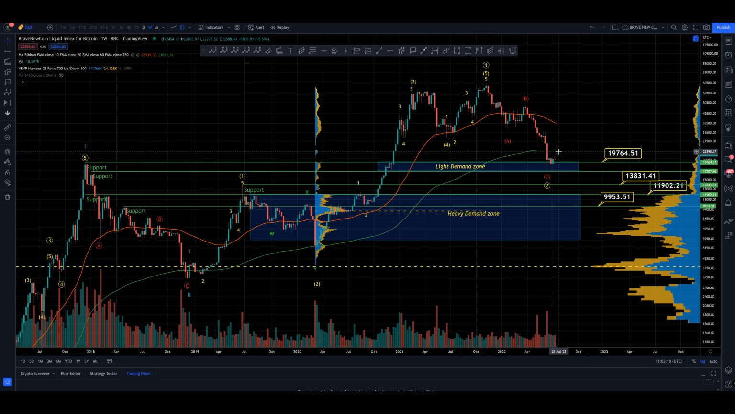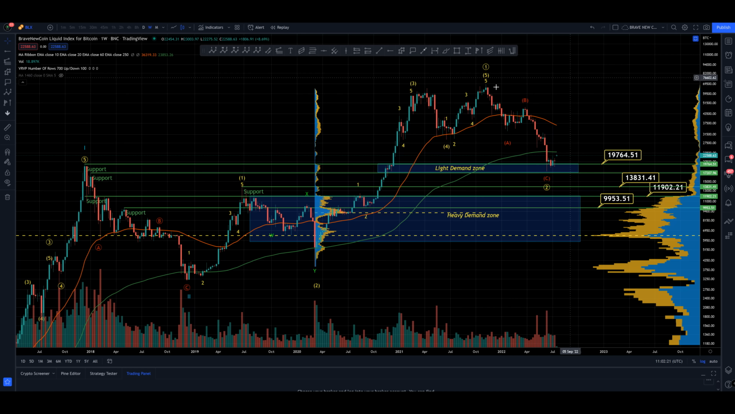I'm not confident, so I'm looking at what can happen if we go lower. Although this is the primary count, we're saying for the moment we've bottomed. We're not saying it with any really strong conviction. We're keeping an open mind. So let's say we come lower. We're in this demand zone here, which is signified by this little bump in the volume profile of this prior impulse.